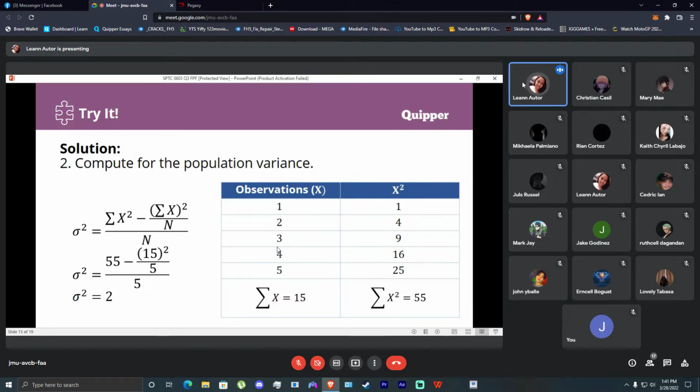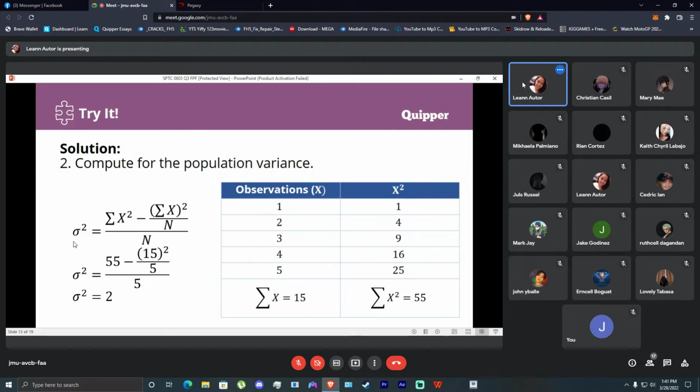So we have 1, 2, 3, 4, and 5. 2 squared, that is 4, 3 squared, that is 9, 4 squared, that is 16, 5 squared, that is 25. And then we have the summation of x and the summation of x squared. All right. So we can use this one right away in solving for the population variance.